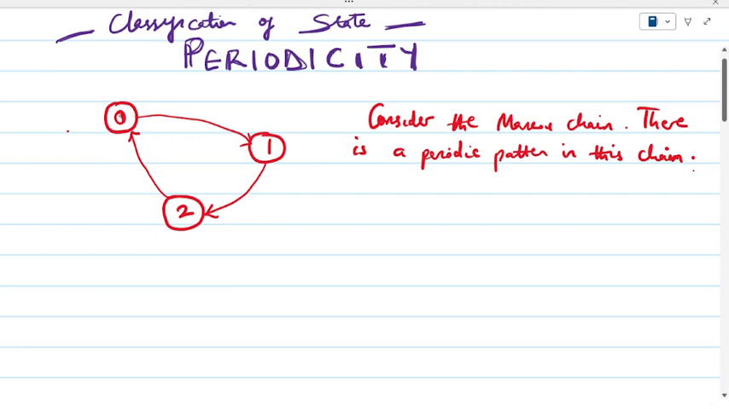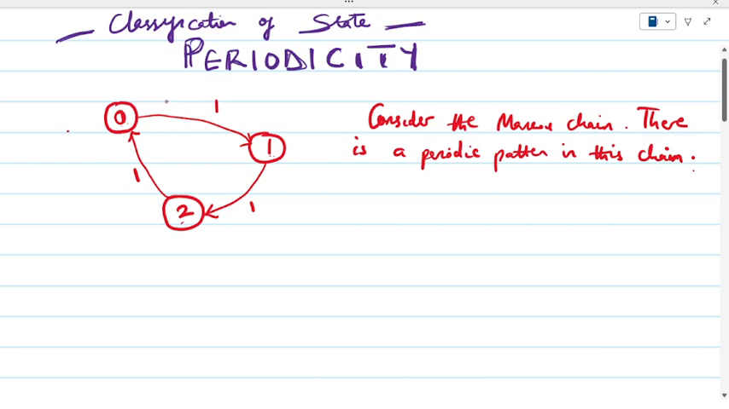So we have state 0, state 1, and state 2. From state 0 to state 1, we have 1. From state 1 to state 2, the transition probability is 1. And from state 2 to state 0, the transition probability is also 1. So if you consider this Markov chain, you see that there is a periodic pattern in this chain. That is, starting from state 0, we only return back to state 0 after 3 steps.